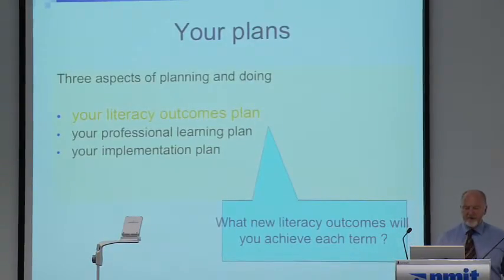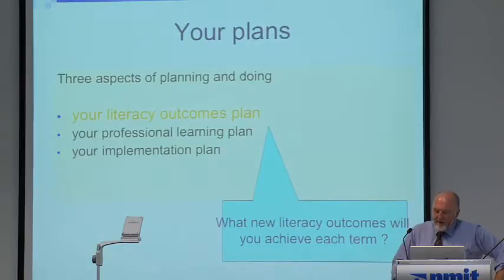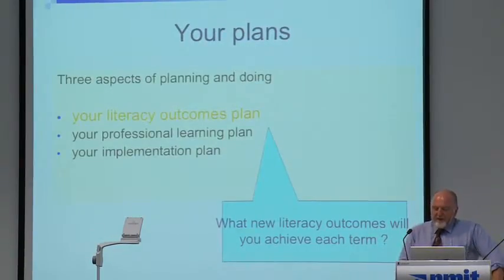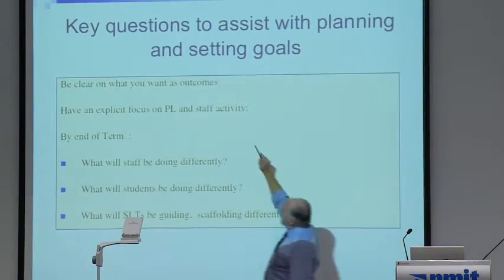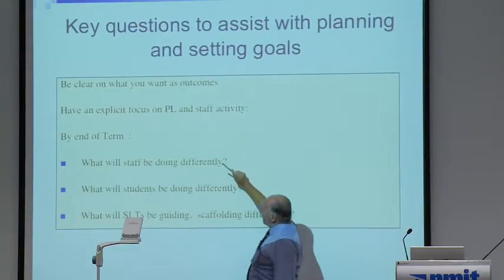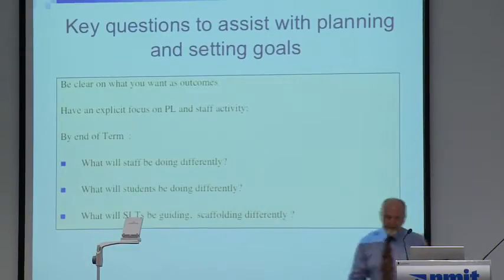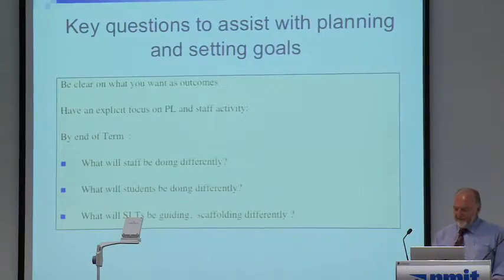So the first question we ask is, by the end of term 3, what new literacy outcomes do you want to achieve? Or by the end of term 4, what new literacy outcomes? As I said, if we're going to have this explicit focus on the professional learning, where will we be at the end of each of those?